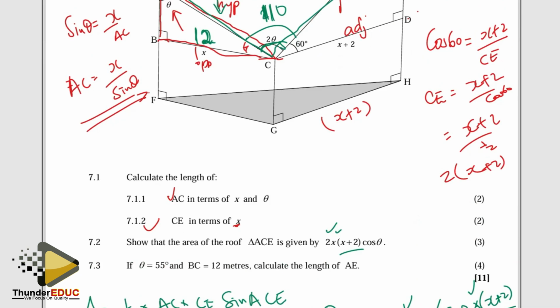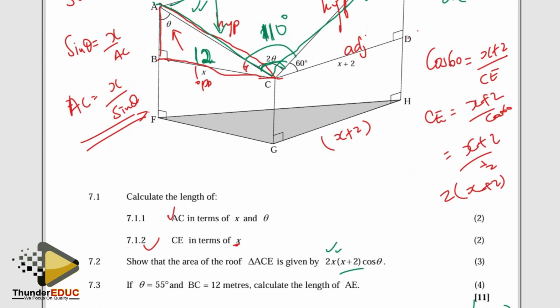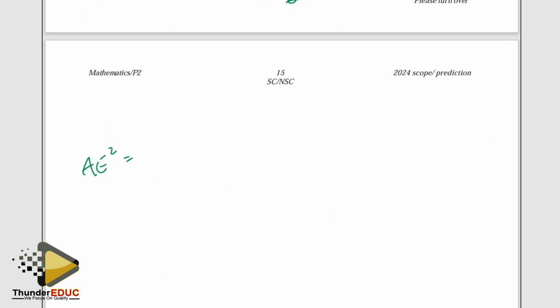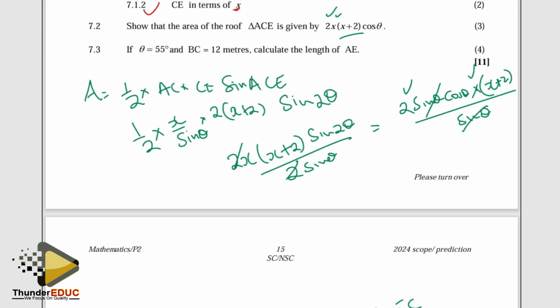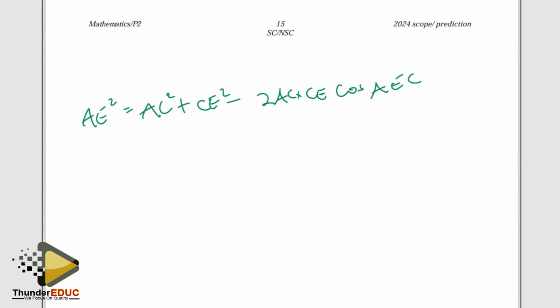Okay, since we're looking for AE, I'm going to say AE squared is equal to AC squared plus CE squared minus twice AC times CE, the cos of AEC. Now it's ACE. Okay, then it's going to be the square root.